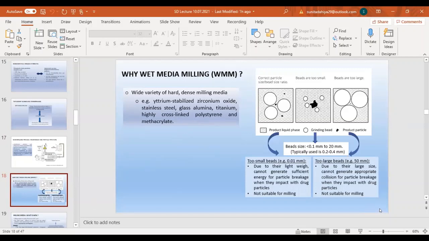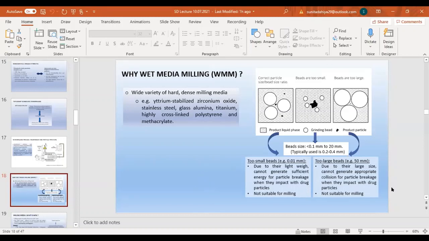And the media or beads that you use for the particle size reduction are very important because they will be continuously in contact with your drug. So what material is used for the beads is very important. Also, the particle size reduction is a function of the size of the beads that you are using. Right? So the material of the beads and the size of the beads, these two are very important parameters.